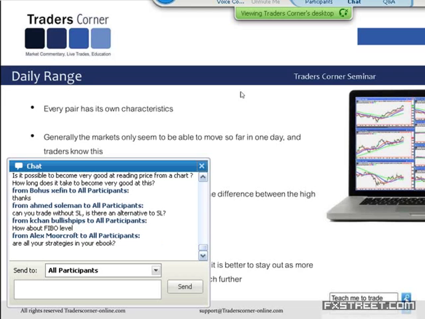Is there an alternative to a stop loss? You could trade options, Ahmed. That's the alternative to a stop loss, but I would never recommend that you trade with no stop loss whatsoever.